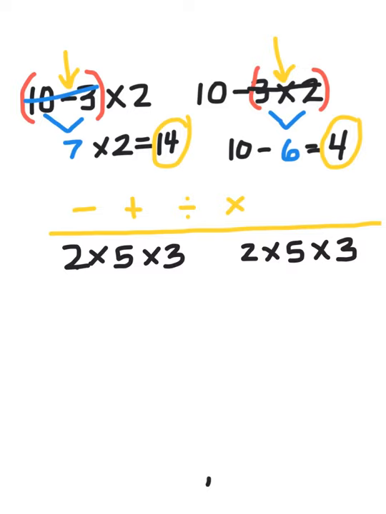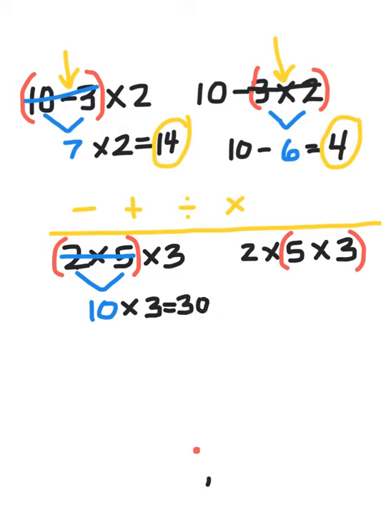Now let's use our parentheses in two different ways and then do the problem and see what our answers are. First we're going to do 2 times 5 in parentheses, and in this problem we'll do 5 times 3 in parentheses. Let's do 2 times 5, which equals 10. Cross it out because we've done it. Bring down the other part of the problem, which is times 3. 10 times 3, 30.